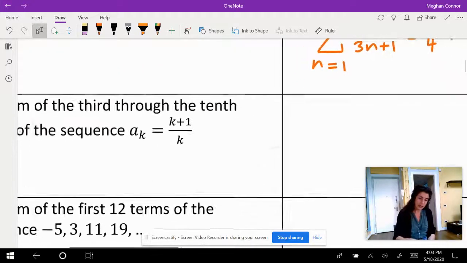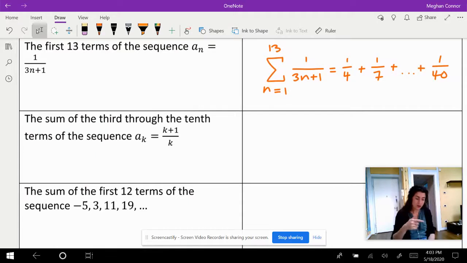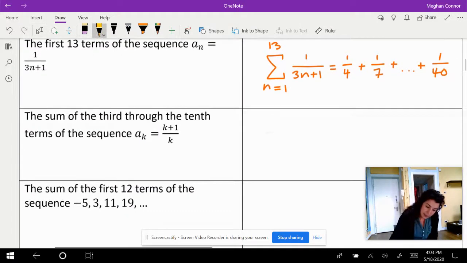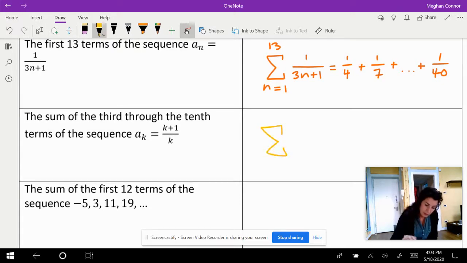Okay. Next one, we're going to find the sum of the 3rd through the 10th terms. So that's sigma. Ooh, not my best sigma. Of n equals 3 all the way up to 10 of the sequence. Oh, not n, because notice here it's a sub k. So I do that all the time where I start with n, because that tends to be the default, but it's not always the case. So it's k equals 3 all the way up to 10.